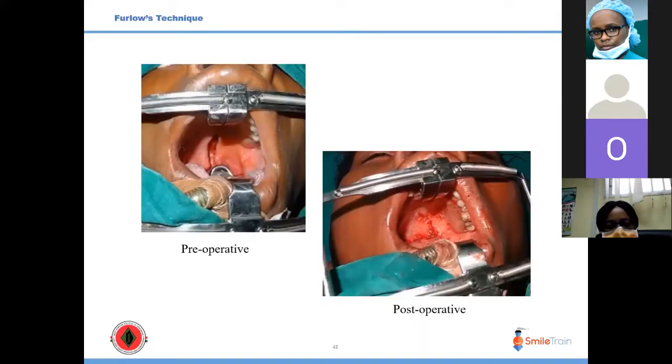This is one that we did. You can see that the palate cleft is actually narrow, and this is the double opposite triangle, one triangle and the other triangle. And from my experience, it actually elongates the soft palate, and also improves the speech of the individual.